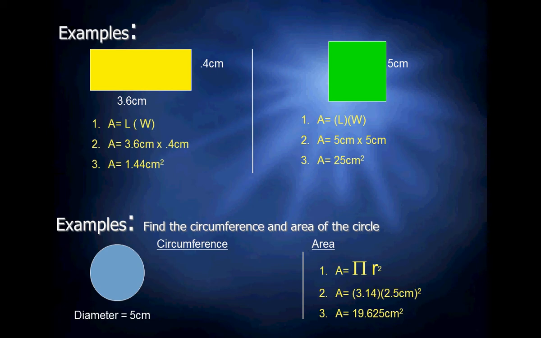So 2.5 times 2.5 is, let's confirm here. Are you saying I'm wrong, Kira? Is that what you're trying to tell me? Let's see. 2.5 times 2.5 equals 6.25. Times 3.14 equals 19.625 square centimeters. Circumference, pi d.